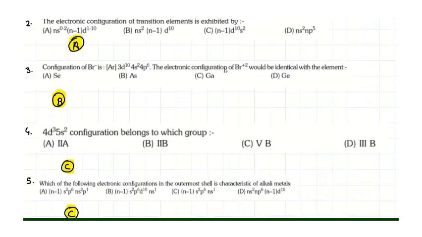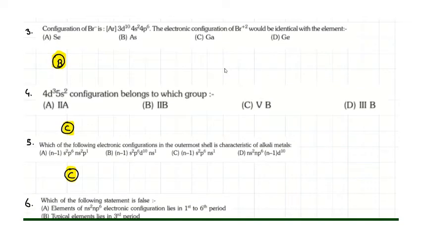For the third question, it's given that the configuration for bromine 1 minus is configuration of argon followed by 3d10, 4s2 and 4p6. Thus, we have to find the electronic configuration of Br plus 2 and which element it is identical with. Now, Br plus 2 would have the same configuration as arsenic. Thus, the answer would be B because we have arsenic, selenium and then bromine.